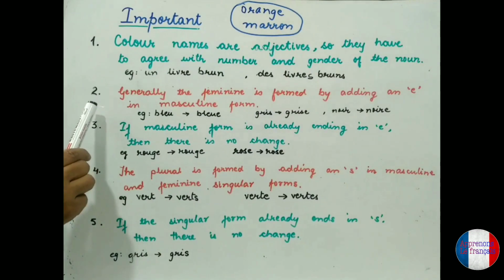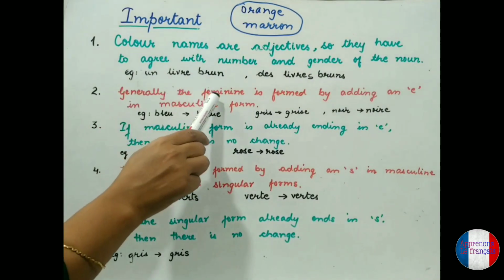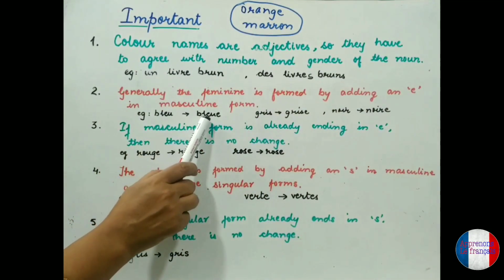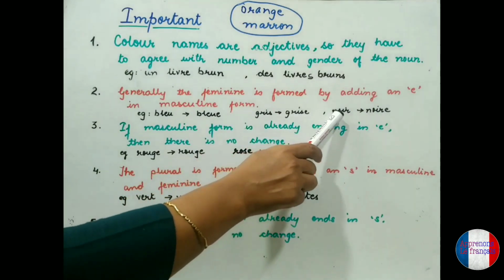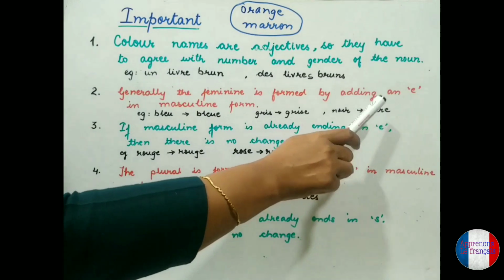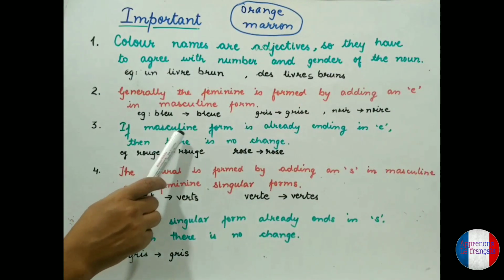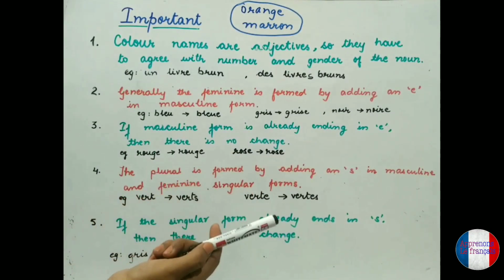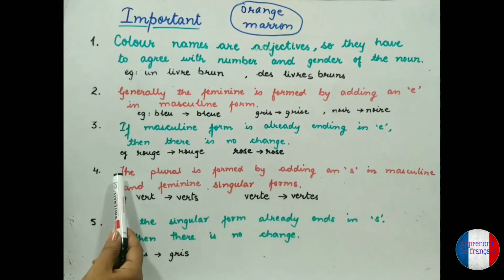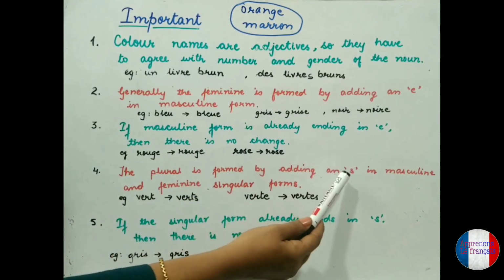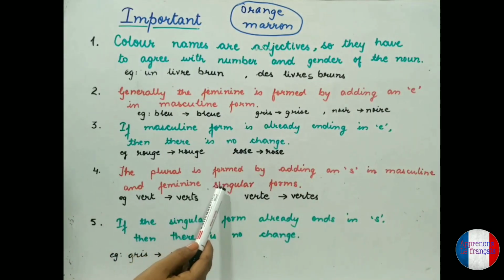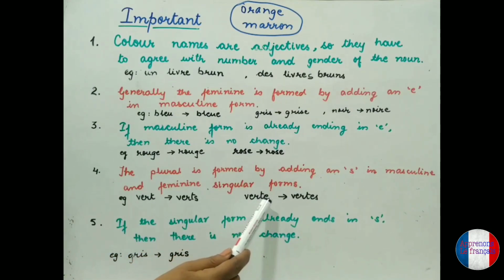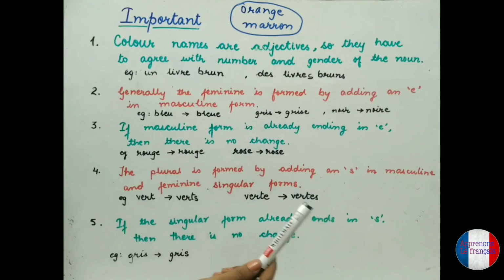The second important thing we learned in the lesson was, generally the feminine is formed by adding an E to the masculine form. So bleu becomes bleue, gris becomes grise, and similarly noir becomes noire. And if the masculine form is already ending in E, then there has to be no change. So rouge remains rouge and rose remains rose. If we have to form the plural, we have to add an S to the masculine and the feminine singular forms. So vert becomes verts and the feminine verte becomes vertes.